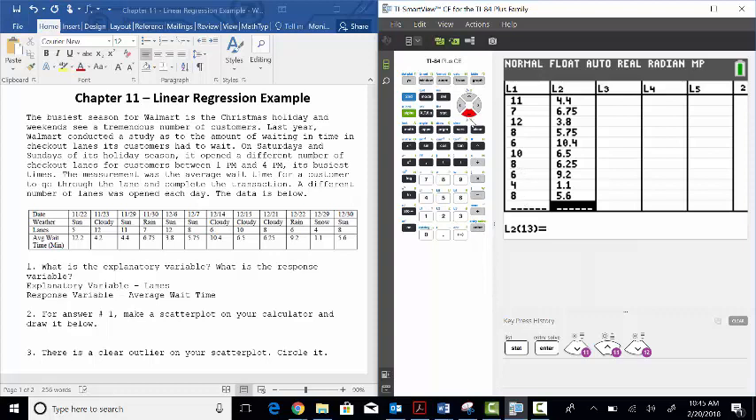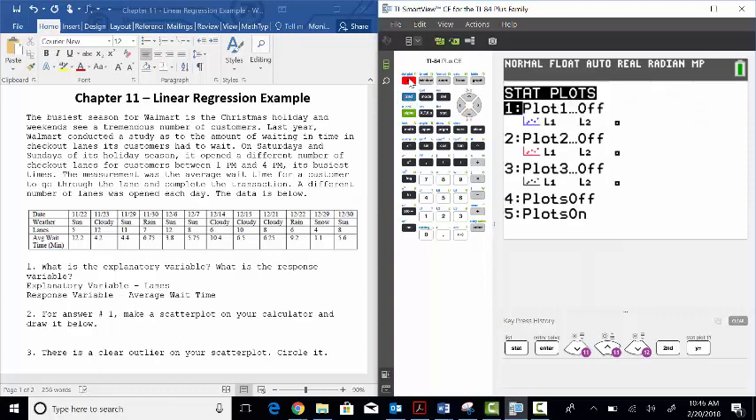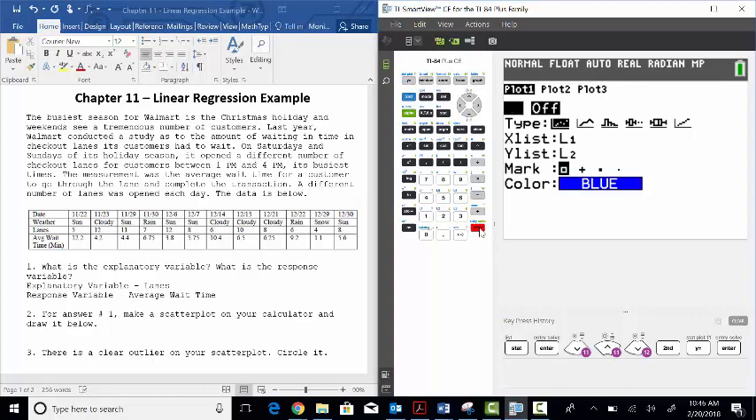Once we have that in there, we're going to go to 2nd Y=, which is your STAT PLOT. Again, 2nd Y= pulls up your stat plot. You're going to press Enter on number 1. The first thing you want to do is make sure that it's turned on, because you want it to actually plot.